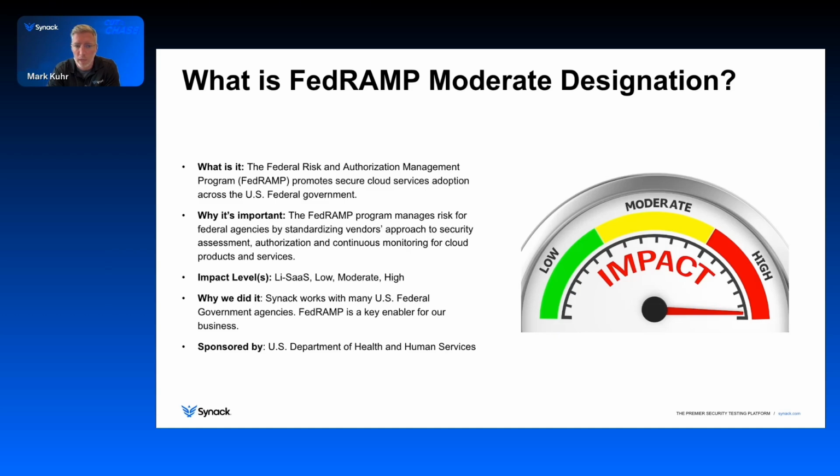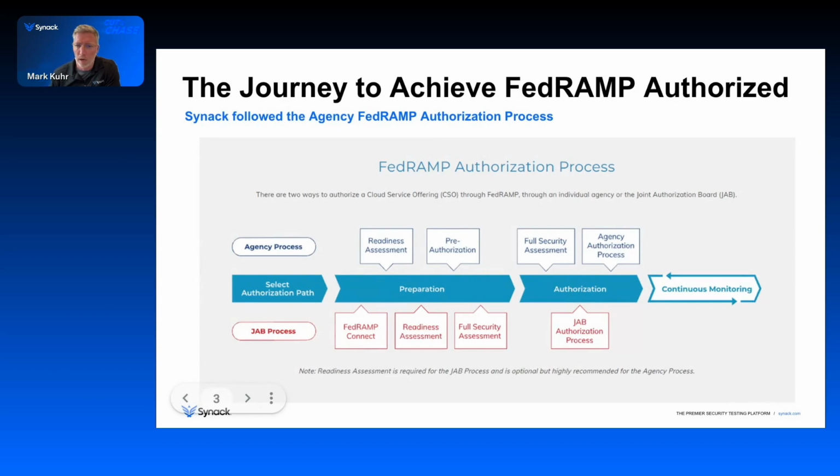And so it comes in 3 impact levels: light SaaS, so for software as a service applications that reside in the cloud; low, medium, and high. The moderate framework is where Synack resides today, been assessed independently by a third party at the FedRAMP Moderate level. FedRAMP Moderate has a variety of controls, and it's quite a lengthy process to be assessed for FedRAMP.